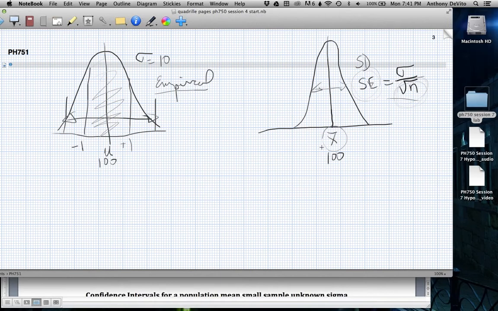Now, we don't take repeated samples over and over again; we only get a chance to take one sample most of the time, right? So when we take that one sample, if we get a mean for that one sample of, say, 98, I'm going to call that x bar, is equal to 98. That's my sample mean. Maybe the sample size was 25.